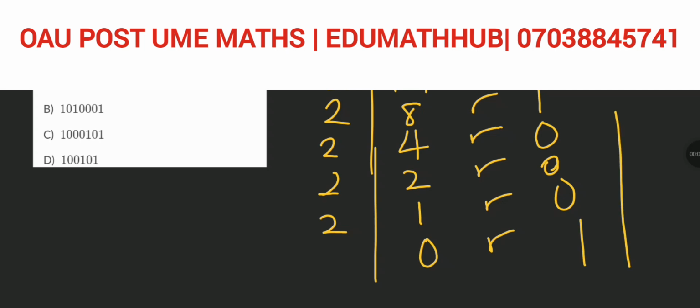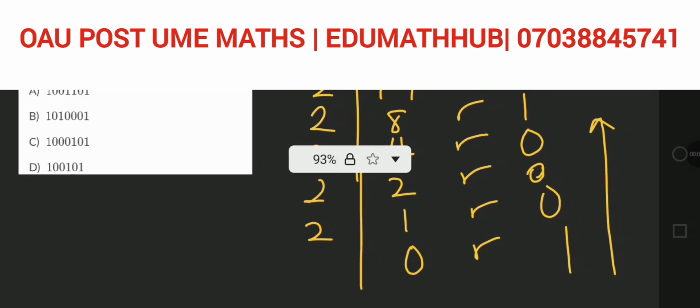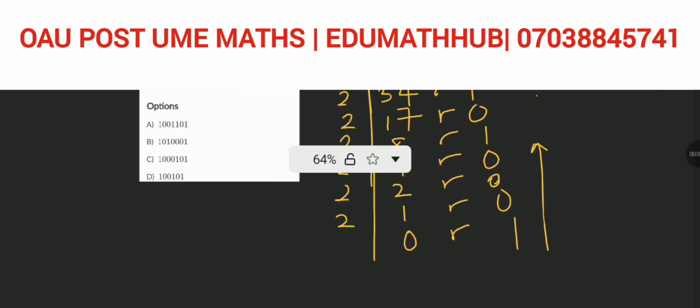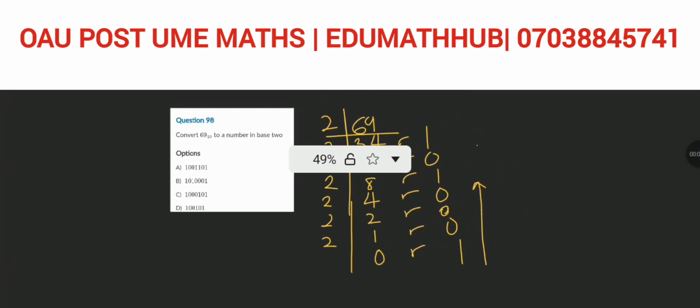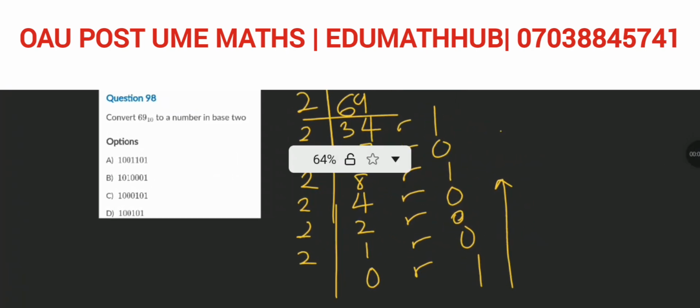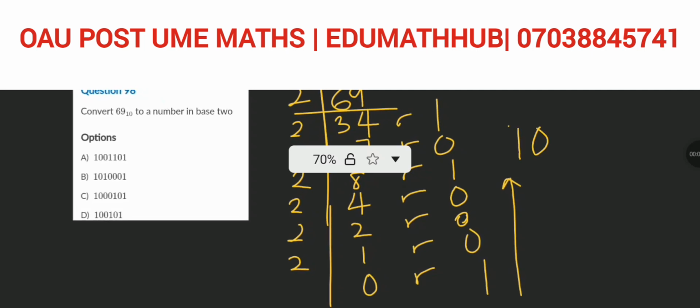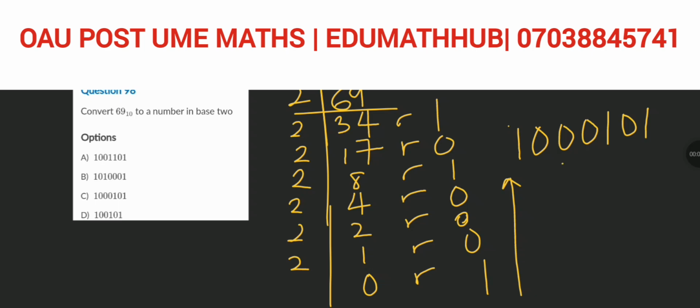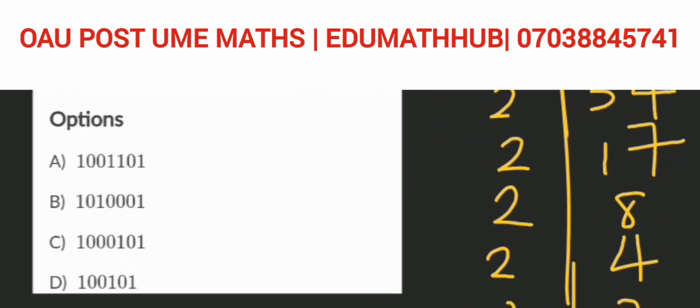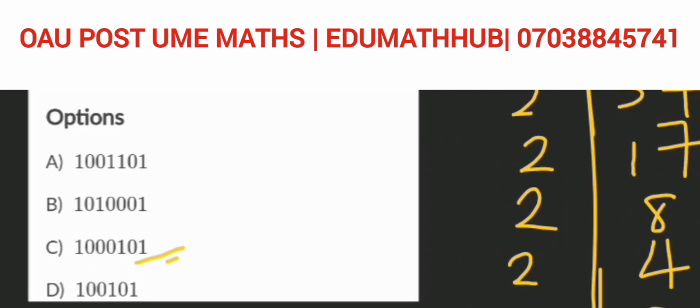So you pick your answer from the bottom up like that. Okay. So the answer will be 1000101 base 2. So that will be the answer. Then move to the options and check it out. So this is the answer right here. The answer is option C.